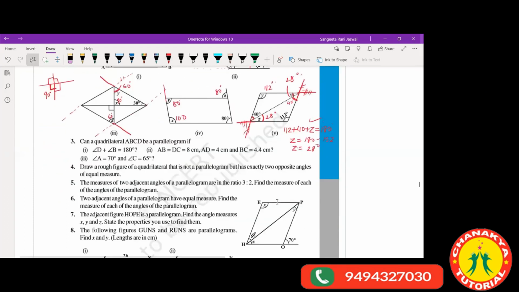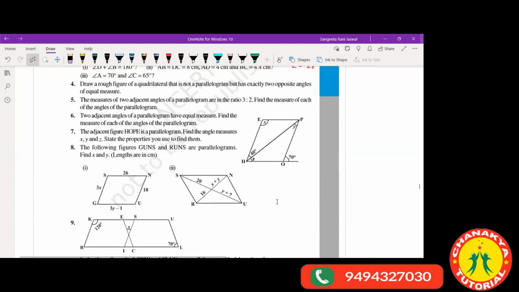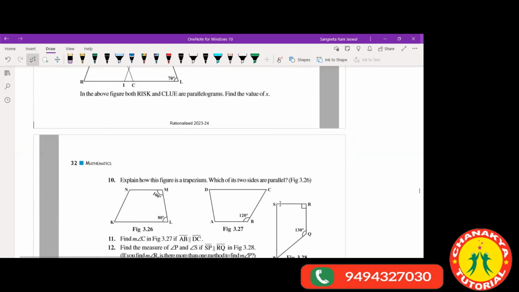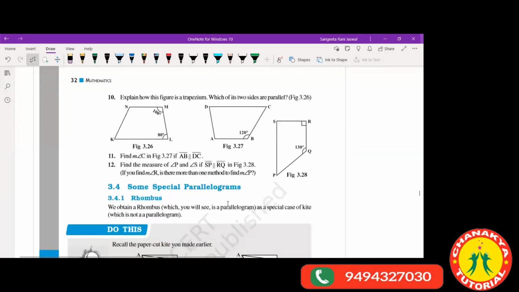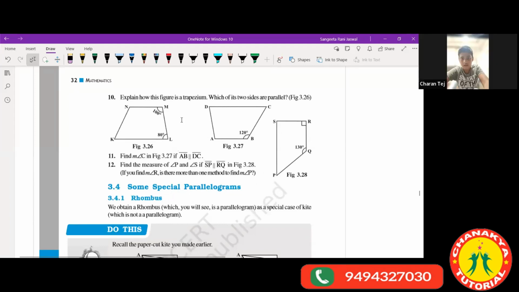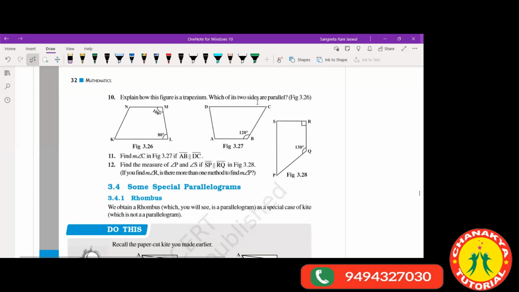Okay, what else? You were saying some more questions were there. Ma'am, third bit. Ma'am, 10th one, ma'am. 10th. Yes, ma'am. All parts. Explain how this figure is a trapezium. Which of its two sides are parallel? Which figure is a trapezium? How is this figure a trapezium?